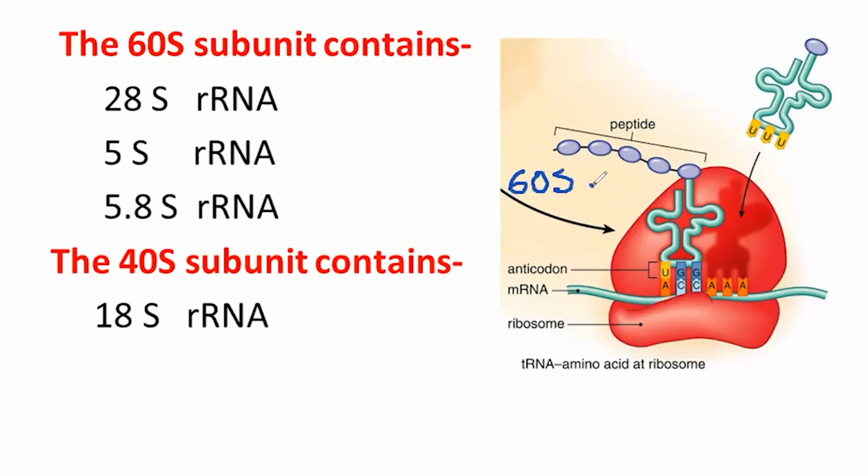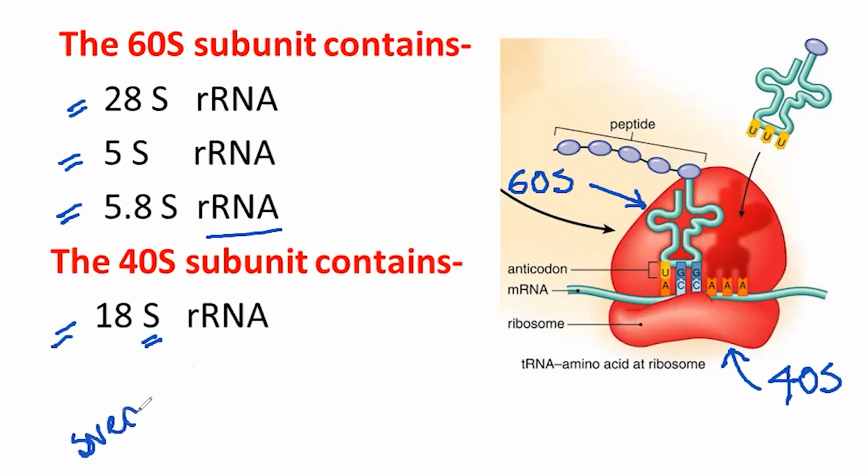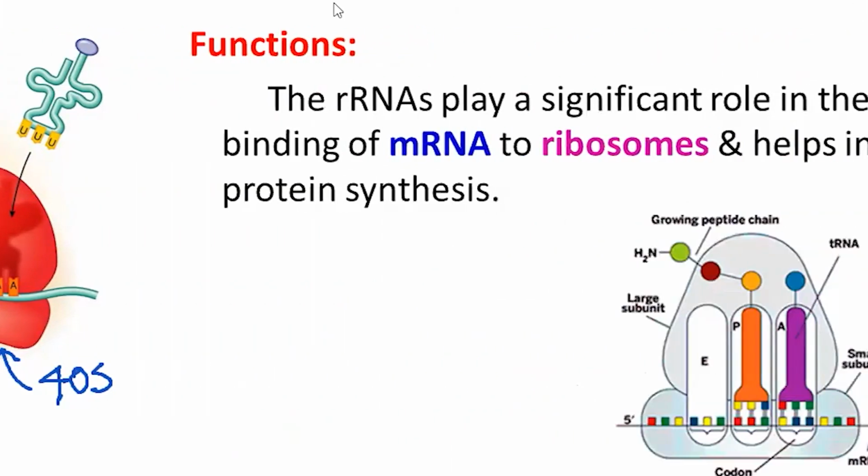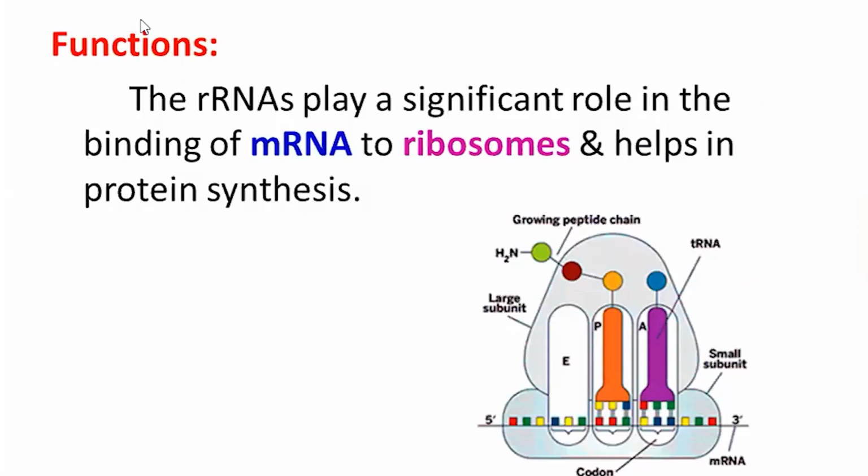The 60S subunit contains 28S, 5S and 5.8S ribosomal RNA. And the 40S subunit, the smaller subunit, contains 18S ribosomal RNA. The letter S signifies the Svedberg unit for sedimentation rate, and it determines the size and shape of the particles. Some ribosomal RNAs act as catalyst for protein synthesis. So the RNAs that function as catalyst are known as ribozymes.